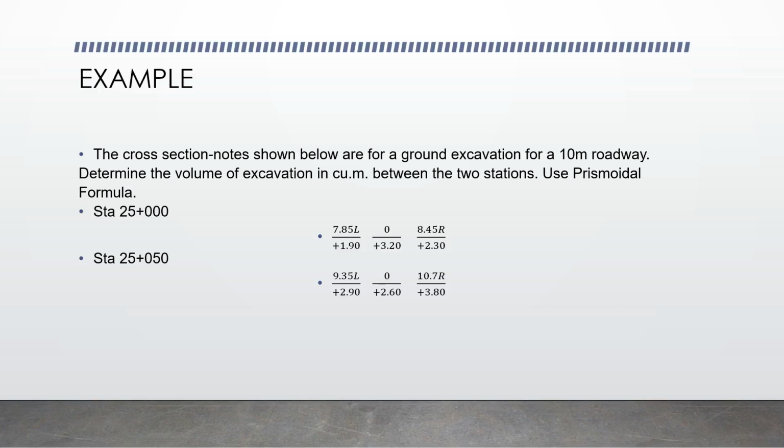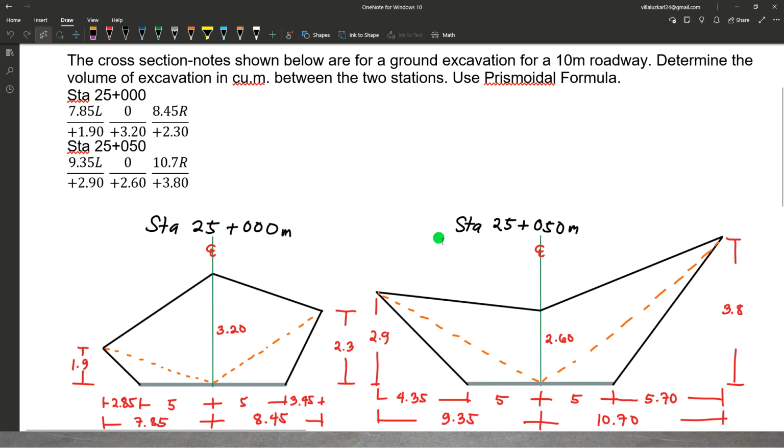Next problem here, we will use the prismoidal formula in determining the volume of excavation. I think we already know how to draw the cross section of a roadway using cross sectional notes. So let's draw. Here's the figure for each cross section on station 25 plus 000 and station 25 plus 050.